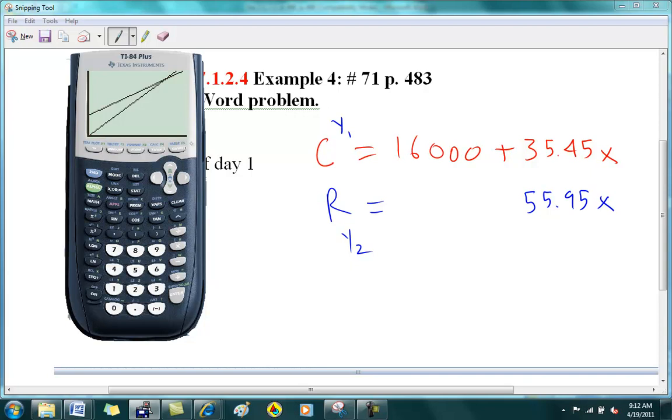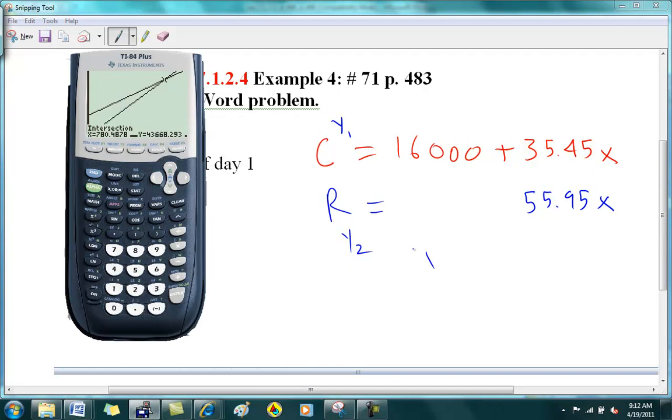Okay, so where the two lines intersect is called the break-even point. In other words, the break-even point is the number of units you need to make in order to make the cost and the revenue be the same. So now you can go second calc, intersect, which is number 5. Move the cursor closer to the intersection point. That's good enough there. Enter. Second curve. Enter. Guess. Enter.